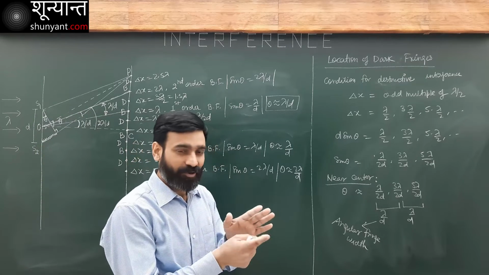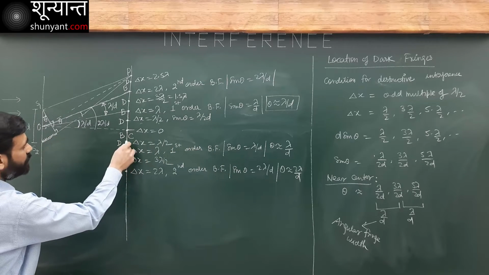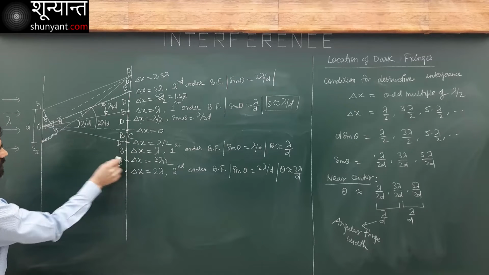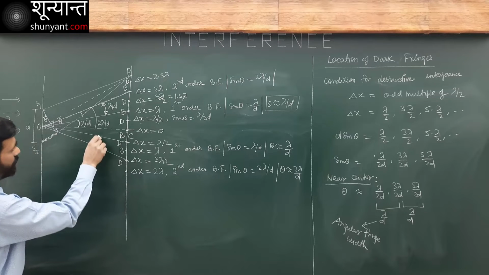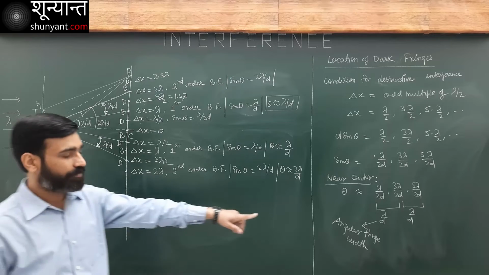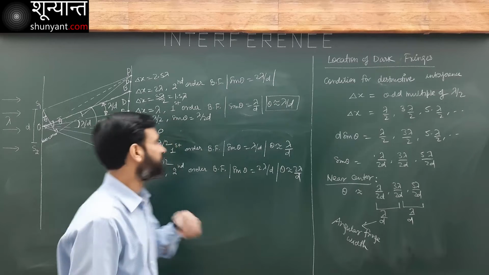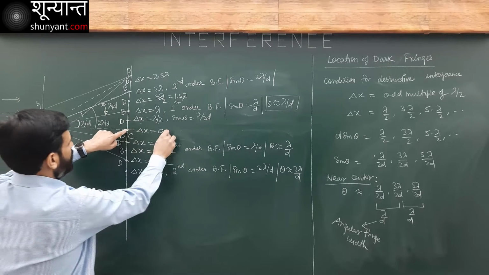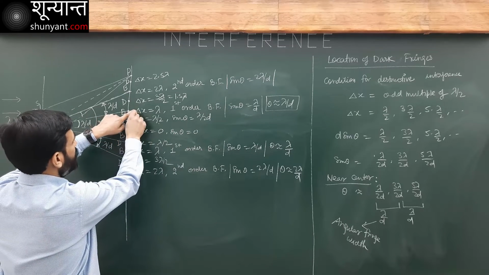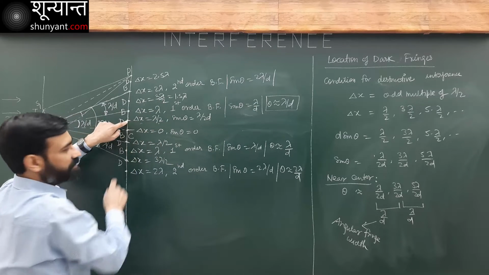What will be the angular separation between two consecutive bright or dark fringes? If you look at one dark fringe here and the successive one, the second dark fringe, this distance is going to be lambda over d. This is known as angular fringe width. What will be the angular positions? Here, sin theta is going to be 0. For this position here, sin theta is lambda over d. In between, this is the first dark fringe.